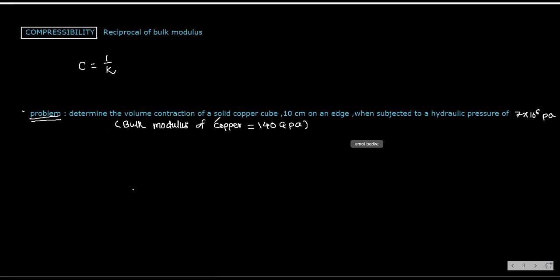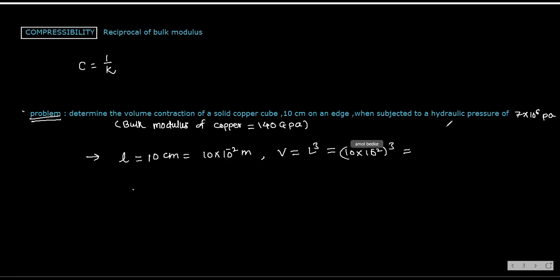Determine the volume contraction of a solid copper cube 10 centimeter on an edge when subjected to a hydraulic pressure of 7 into 10 to the power 6 Pascal, and bulk modulus is given. Now see here. L is given as 10 centimeter, which is equal to 10 into 10 to the power minus 2 meter. If we want to find volume, volume is equal to L cube. So this is equal to 10 into 10 to the power minus 2 whole cube.